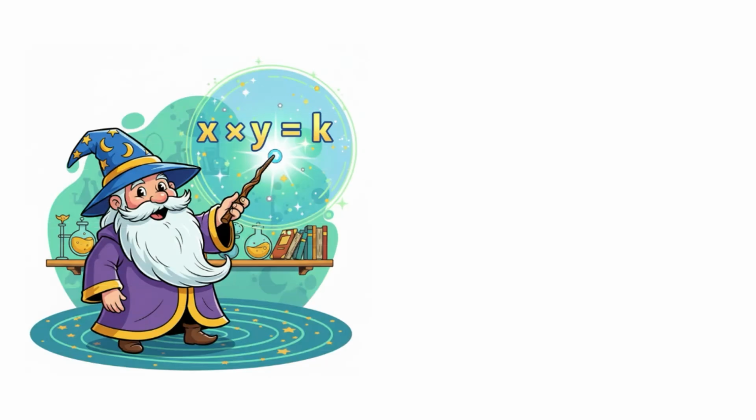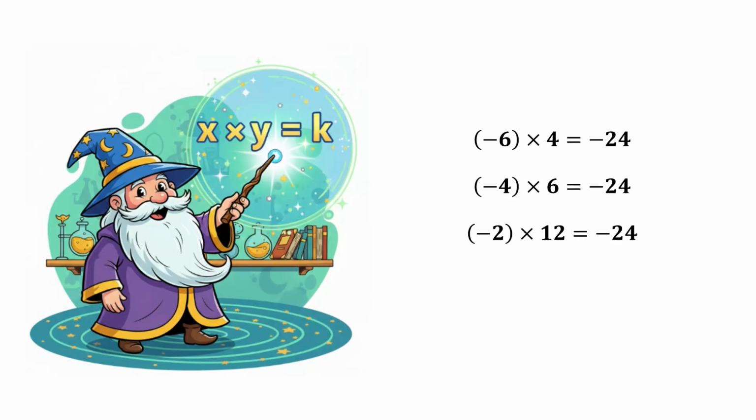Here is the ultimate secret to inverse proportionality. It's not about increasing or decreasing, it's that the product of x and y is always constant. For our pizza party, the product was always 24. For our new graph, the product is always negative 24. This one single rule, x times y equals k, works for every inverse proportion.